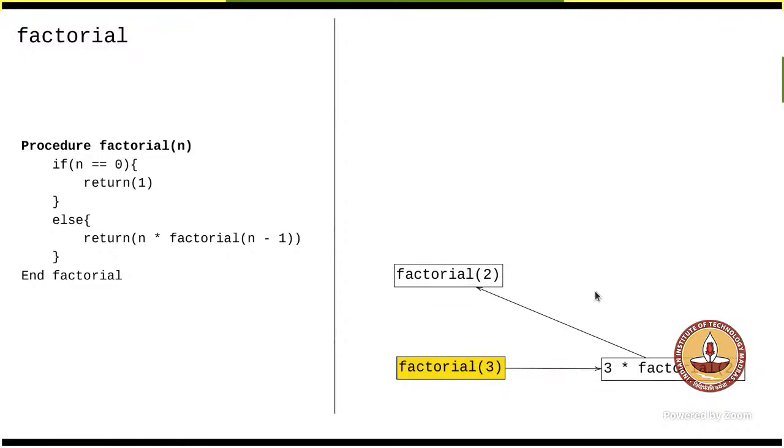2 into factorial of 1. Correct, right? So it will be 2 into factorial of 1. So this is now green, right? I started from here and I came all the way till here. So this is what is returned.